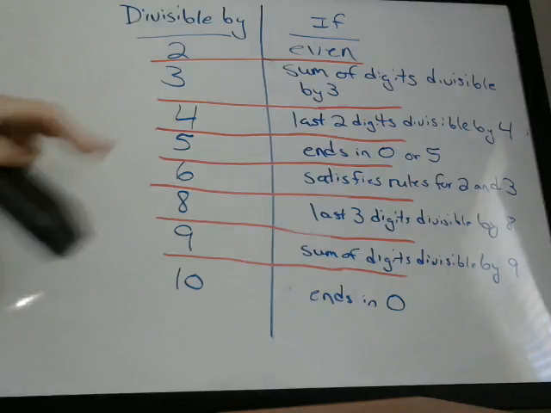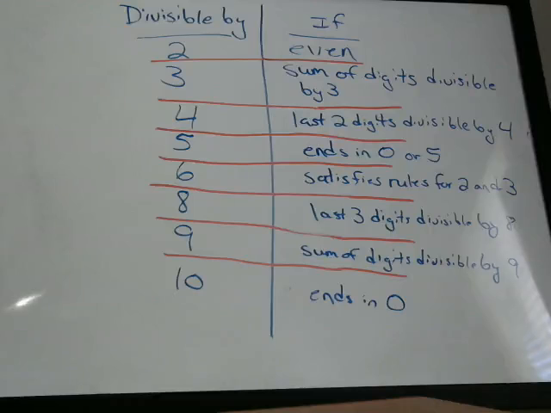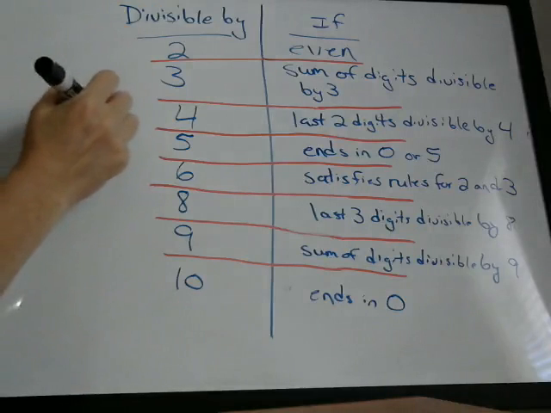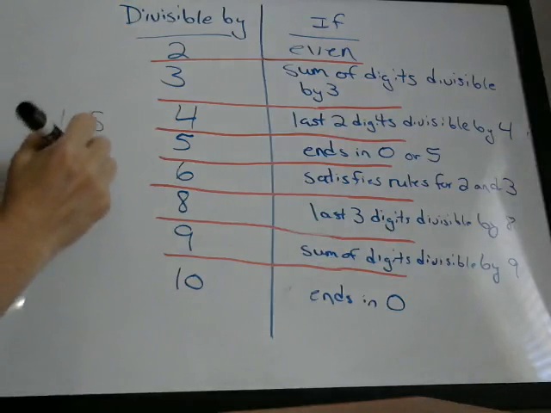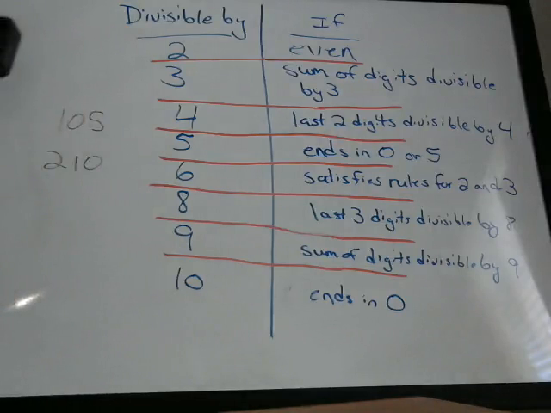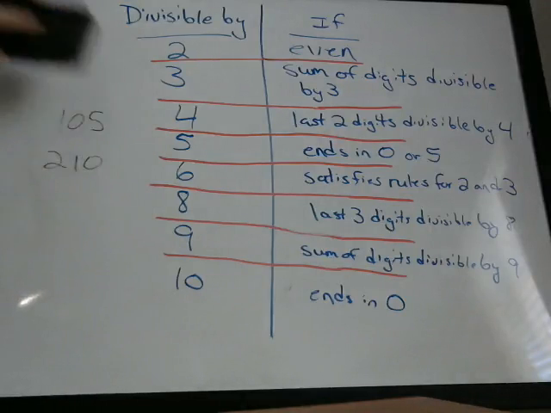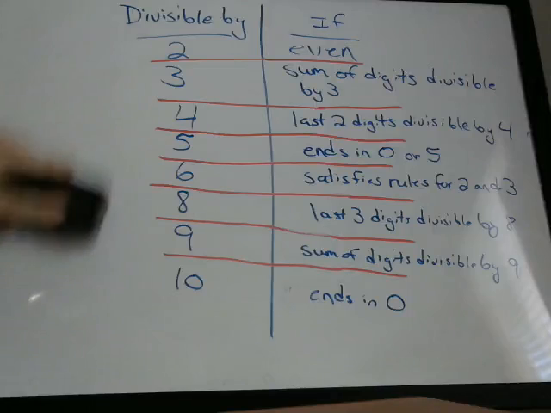For 5, it's simple. If the number ends in 0 or 5, it's divisible by 5. 105, 210, all of those are divisible by 5 if there's a 5 or 0 at the end of the number.